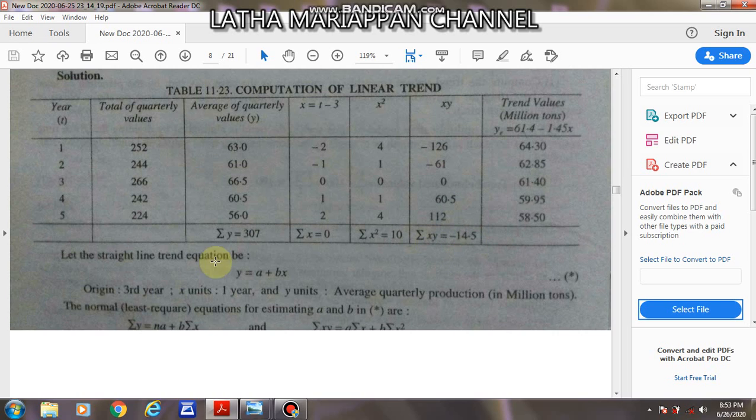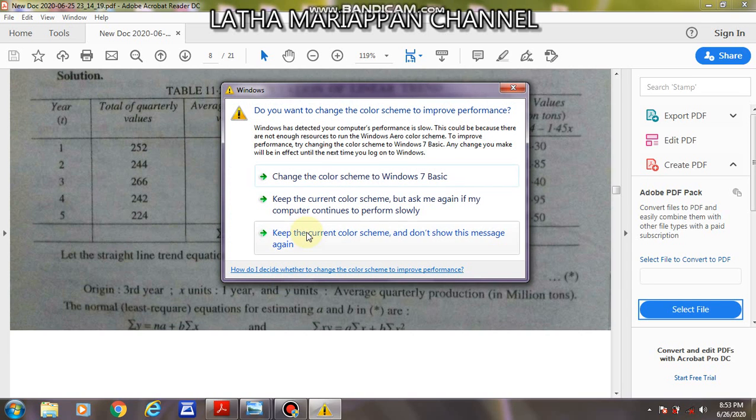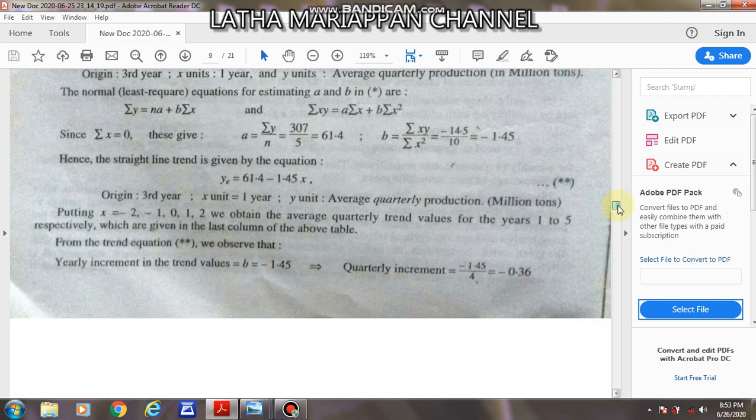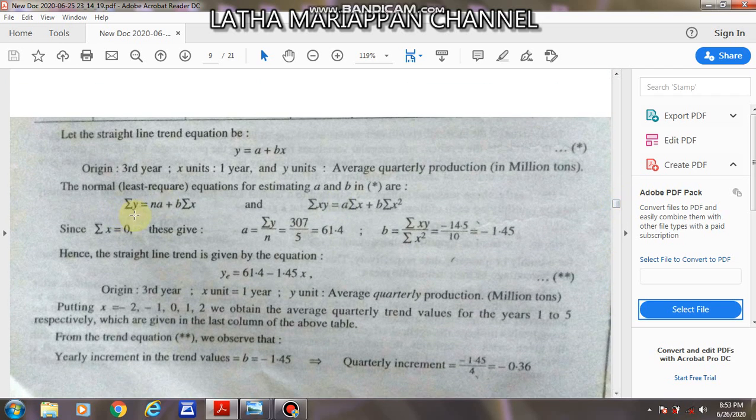Now we got all these values, no, how to substitute them in the normal equation. I'll come to this one later. First we have to find out the a value and b value. Now substitute all the values, summation of y, summation of x, and summation of xy, summation of x, and summation of x square. If you substitute the values here, you will get a is equal to 61.4. Similarly, if you substitute from the table values of summation of xy, summation of x, and summation of x squared, we will get b value is minus 1.45.